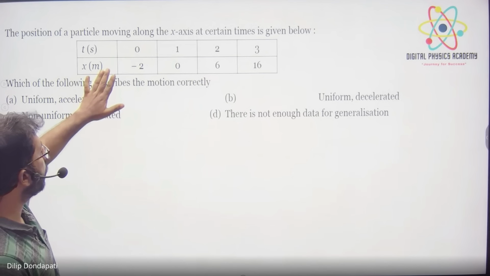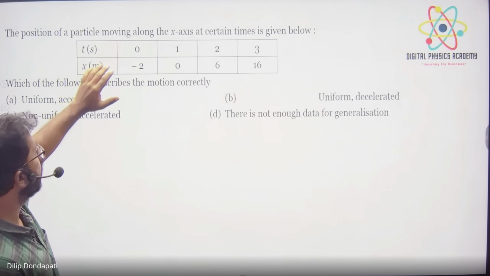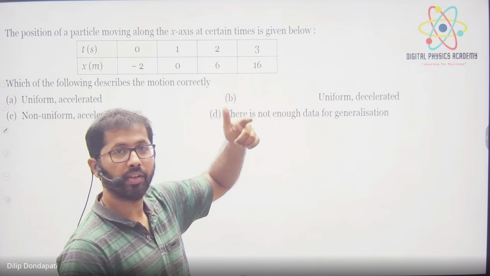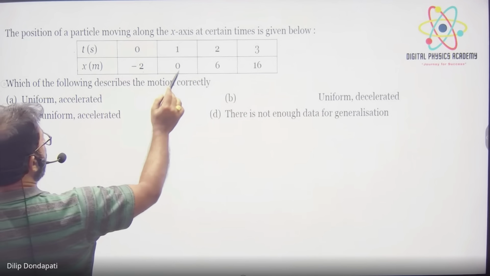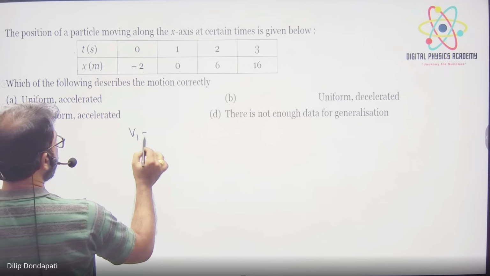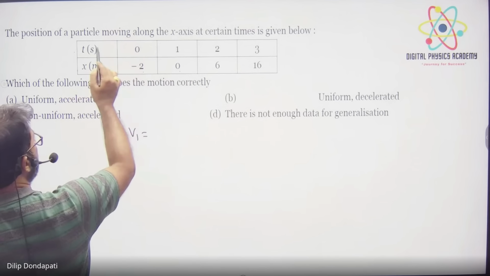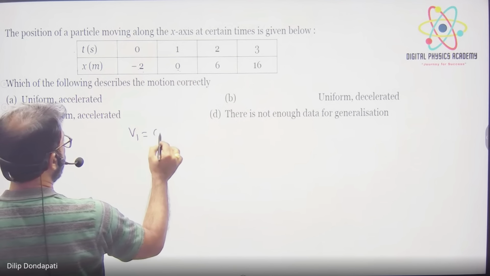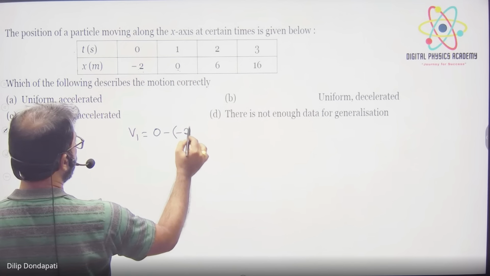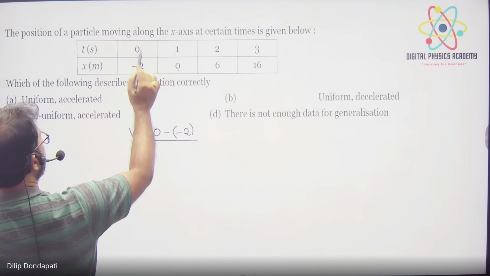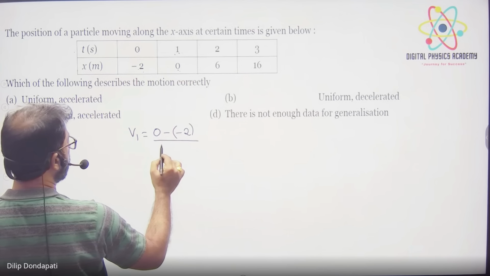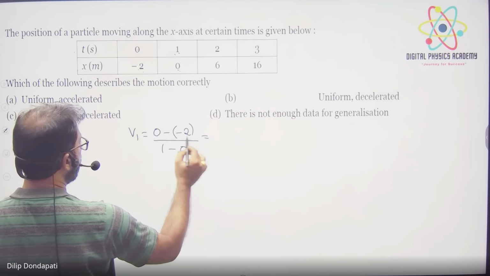How to find velocity? What graph have they given? Position, displacement and time. So to learn about velocity, what to do? We have to calculate the slope. Look, this is the initial position and final position. So we find v1. The formula is y2 minus y1 by x2 minus x1. This is the y-axis, this is the x-axis. So y2 minus y1: 0 minus of minus 2, by x2 minus x1: 1 minus 0. So how much is that? 2 by 1, 2.